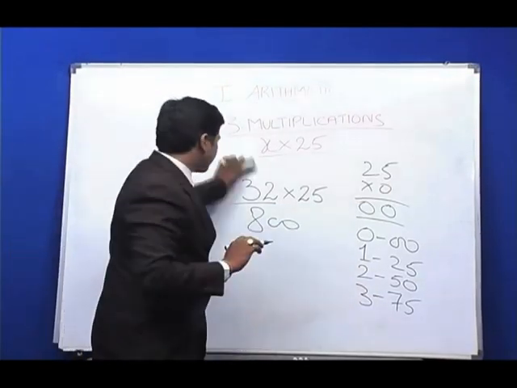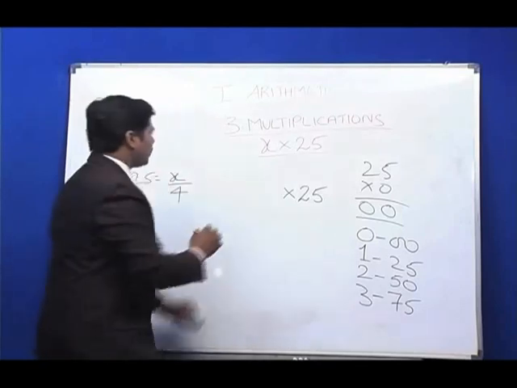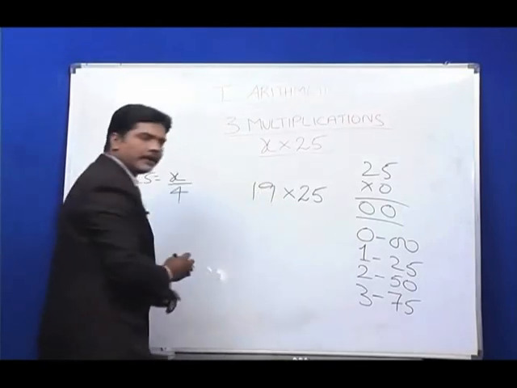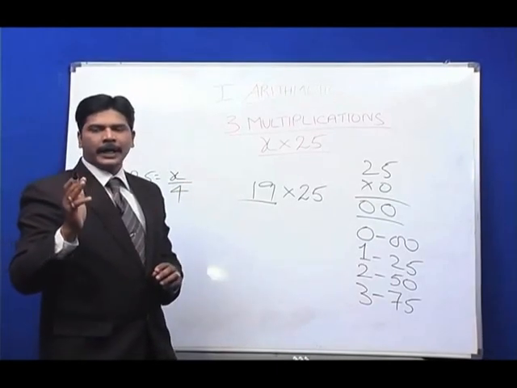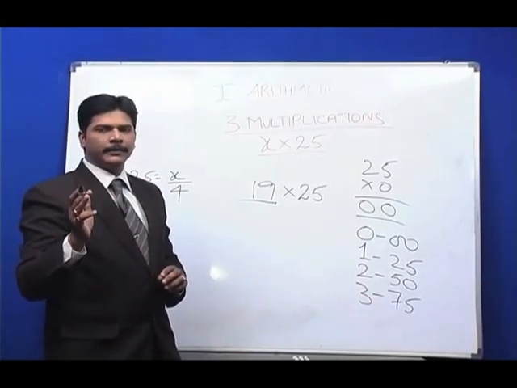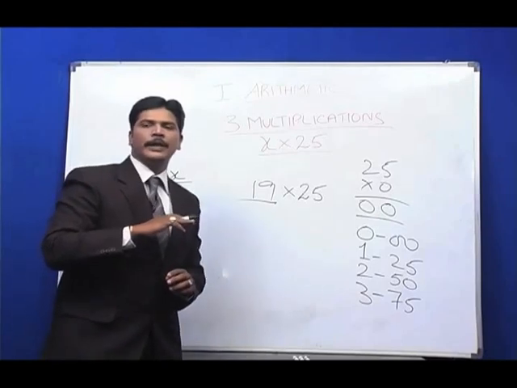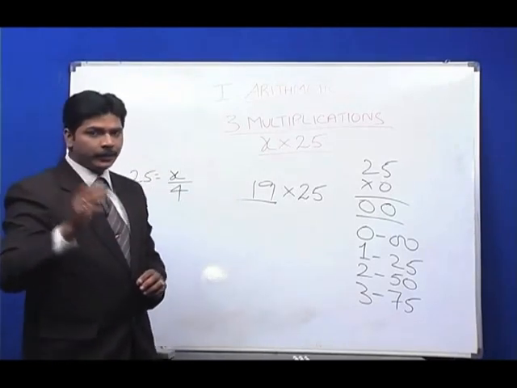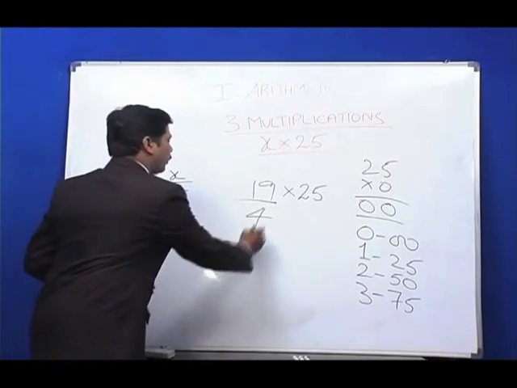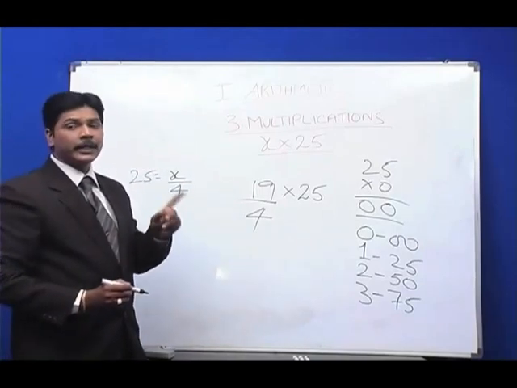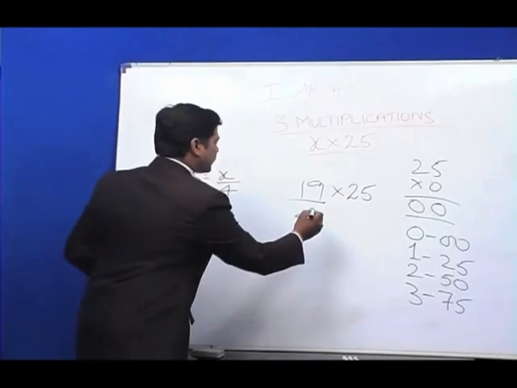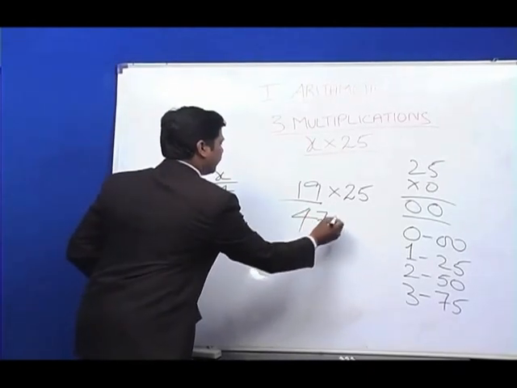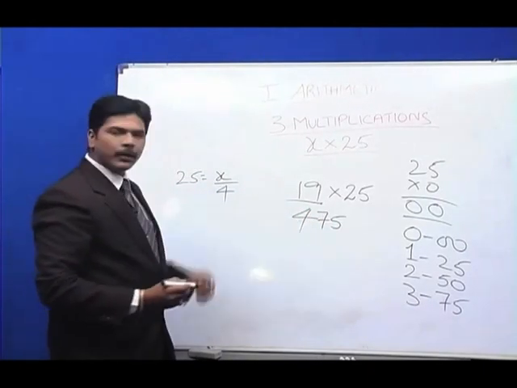Let's postulate one more example. How much is 19 times 25? Now underline 19. How many times 4 goes in 19? Well, 4 doesn't go in 19 exactly, but nearly it goes. 4 fours are 16 with a remainder of 3. So the remainder is 3, the answer ends in 75. So when you multiply 19 times 25, you get 475.